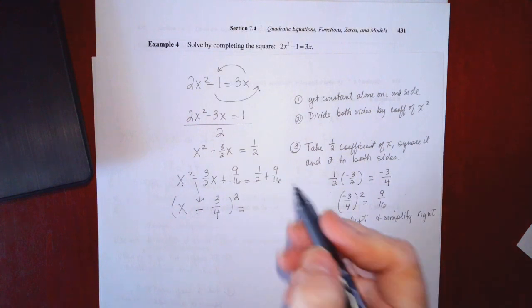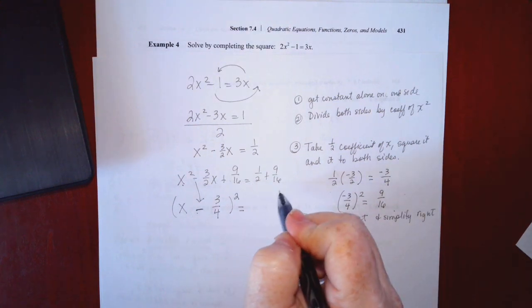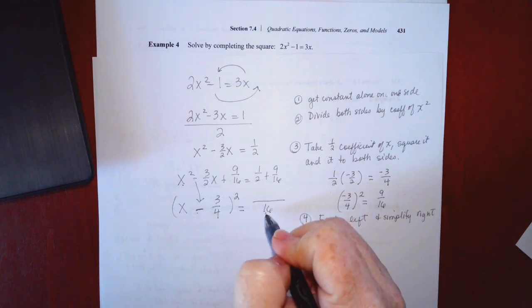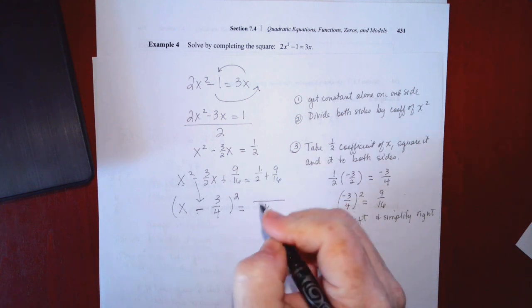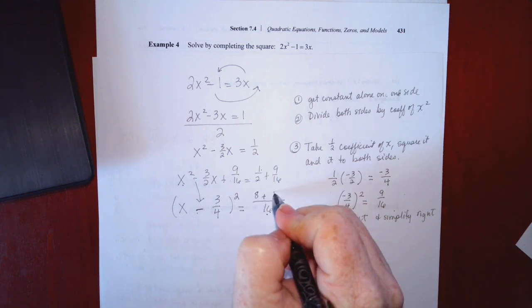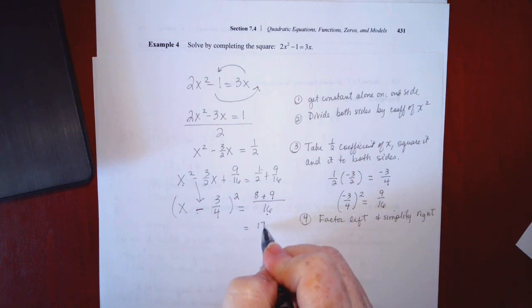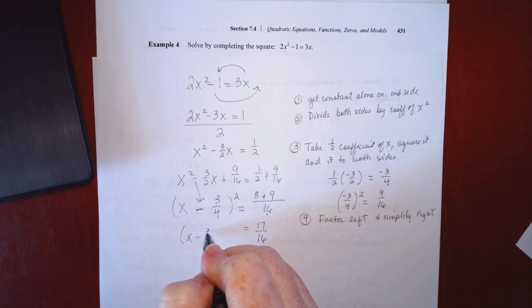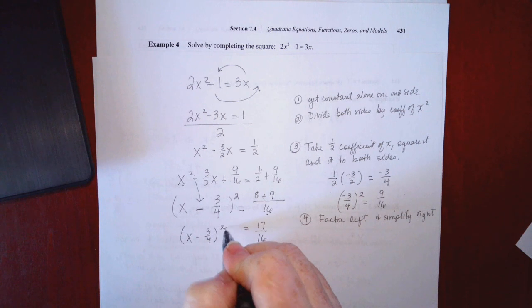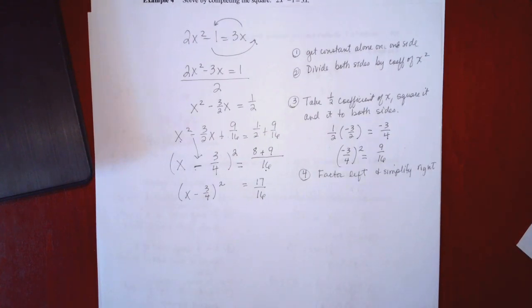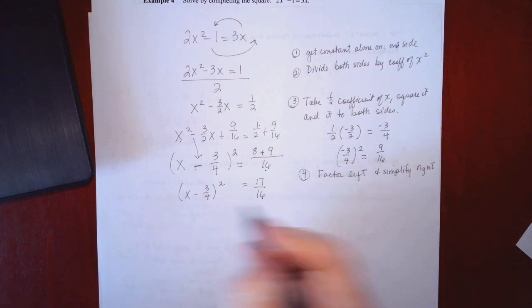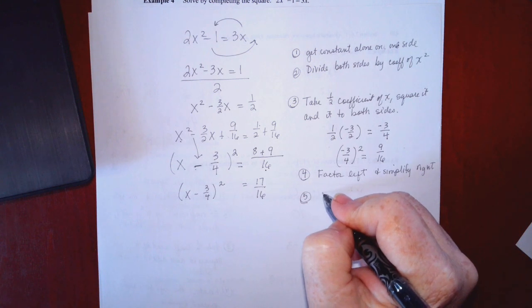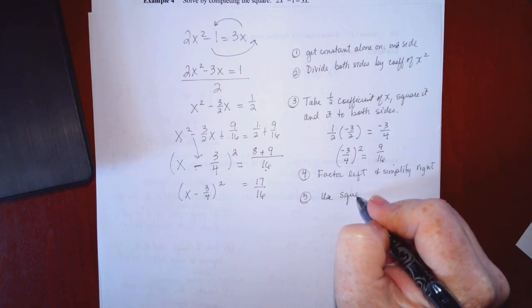All right, so what's 1/2 plus 9/16? Well, my common denominator would be 16. 2 goes into 16 8 times. 8 times 1 is 8, plus 9. So that would be 17/16 is equal to x minus 3/4 all squared. Okay. Once we do this, we are going to extract the roots, or use the square root principle, and solve.